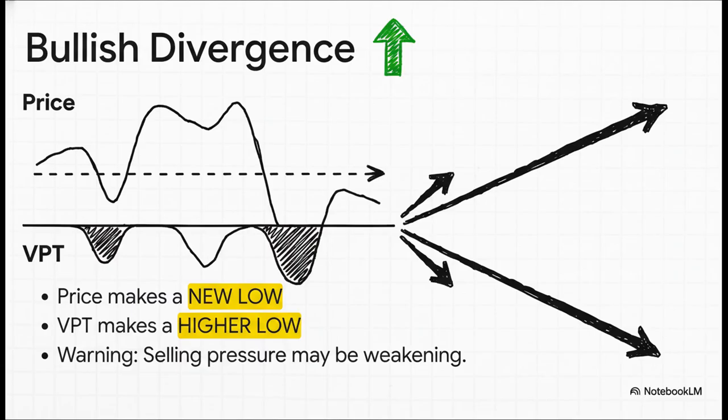And of course, this works the other way too. With bullish divergence, the price hits a new, really discouraging low. It looks bad. But the VPT actually makes a higher low. This is a super subtle but really powerful clue that the selling pressure is just drying up. The sellers are losing their nerve, and that can be the very first sign that a downtrend is getting exhausted and a recovery might be just around the corner.